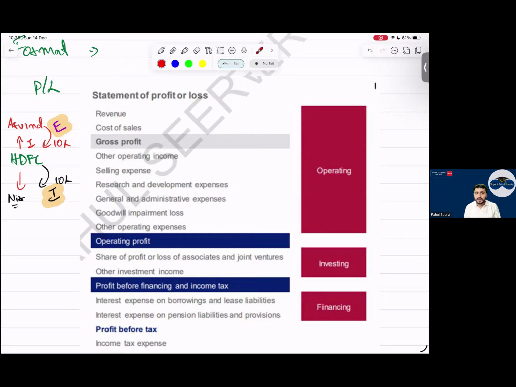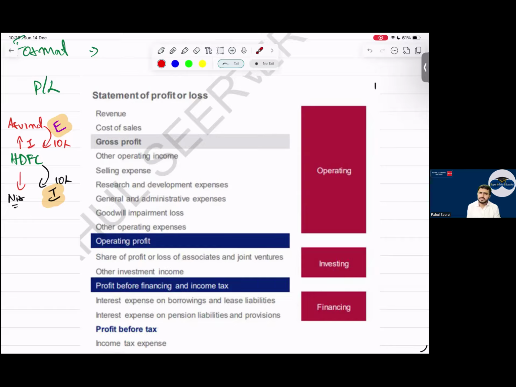What is this? Arvind has given 10 lakh rupees to HDFC Bank. HDFC Bank will record this as what? And Arvind will record this as what? In balance sheet. Arvind records it as an asset, and HDFC as an income.